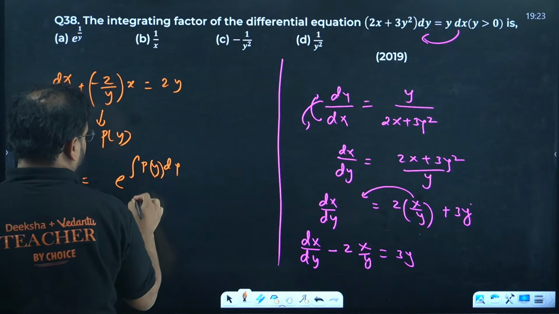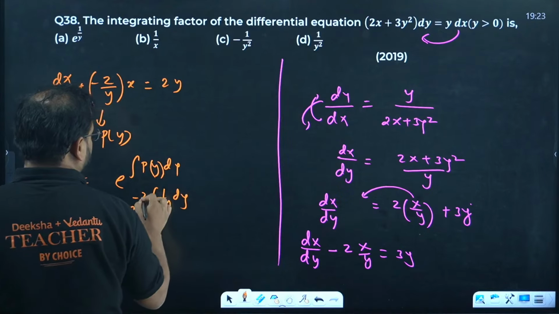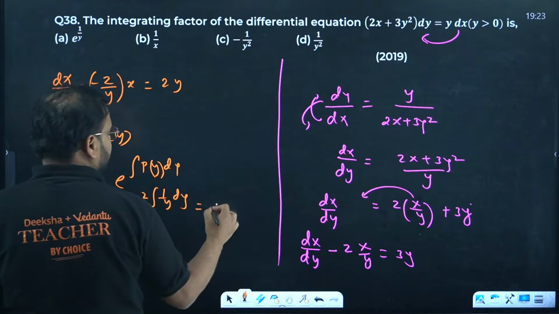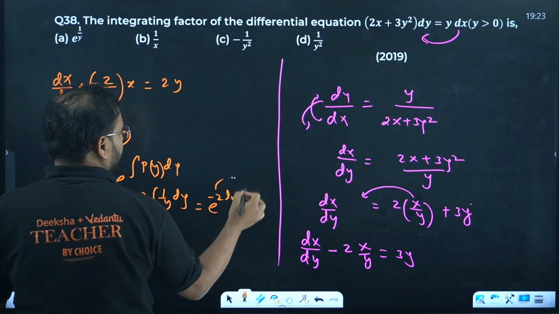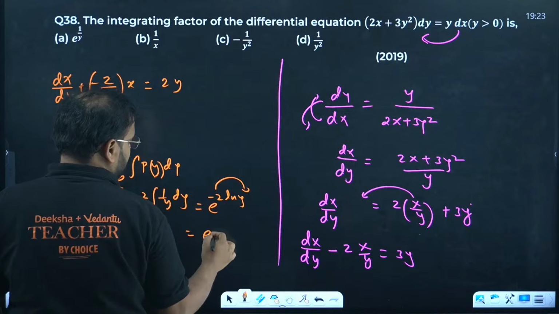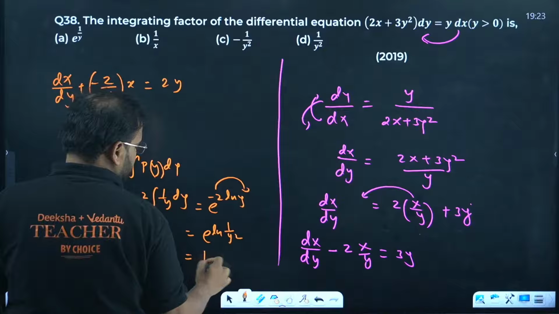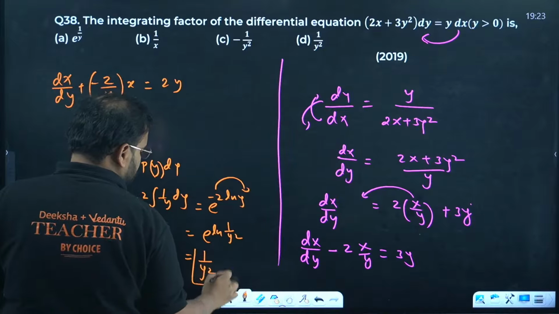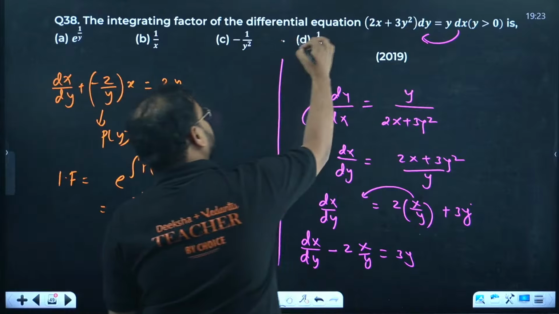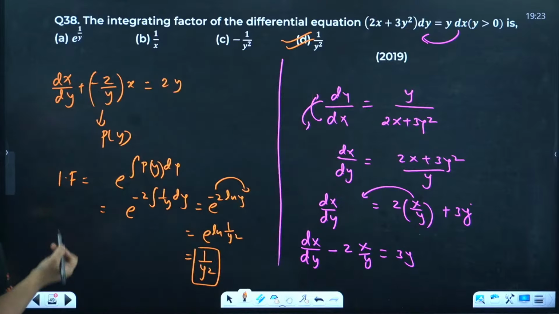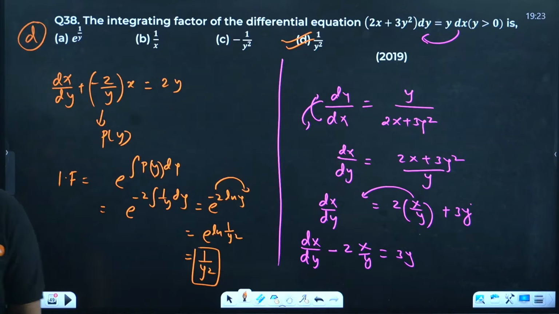So the integrating factor will be e power integral of P of y dy, so e power minus 2, a constant, times integral of 1 by y dy. This becomes e power minus 2 ln y, which goes up as e power ln of 1 upon y squared. The answer becomes 1 upon y squared. They're asking us for the integrating factor only, so the answer is, no doubt, option D.